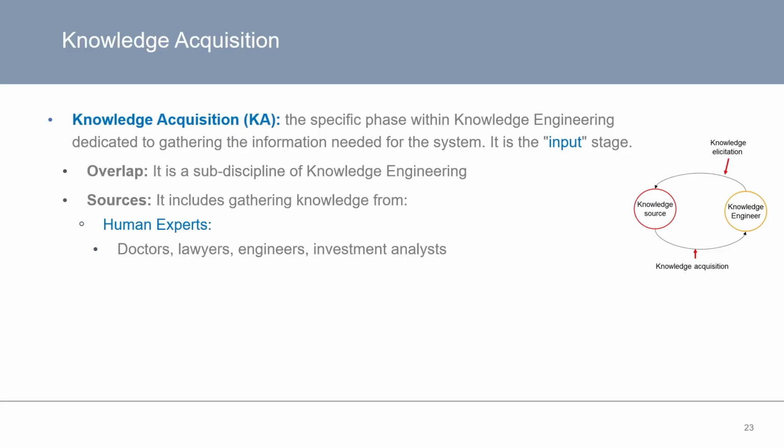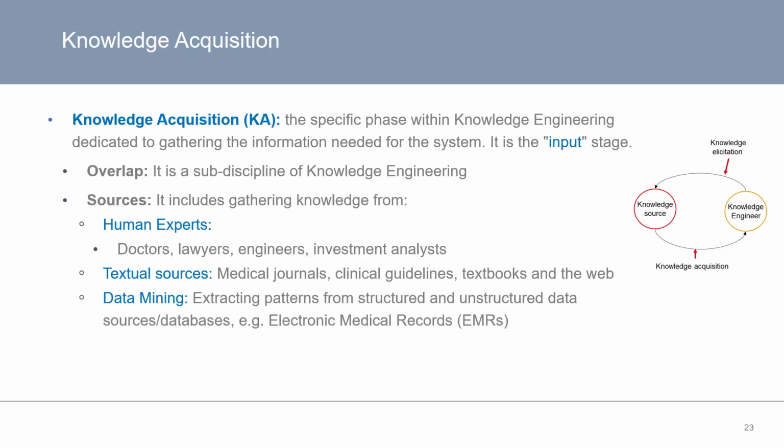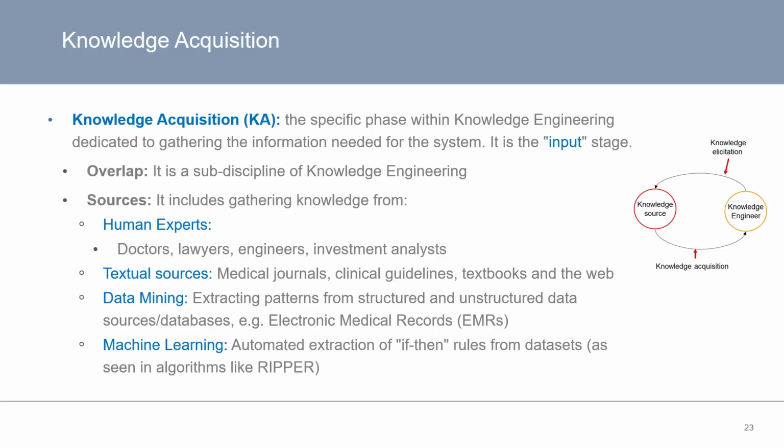Knowledge acquisition can involve many sources, including gathering knowledge from human experts, such as doctors, lawyers, engineers, or investment analysts, text sources, such as medical journals, clinical guidelines, textbooks, and the web, data mining, where patterns can be extracted from structured and unstructured data sources, or databases, such as electronic medical records, and other machine learning strategies, such as automated extraction of if-then rules from datasets, which could be achieved using algorithms like Ripper.